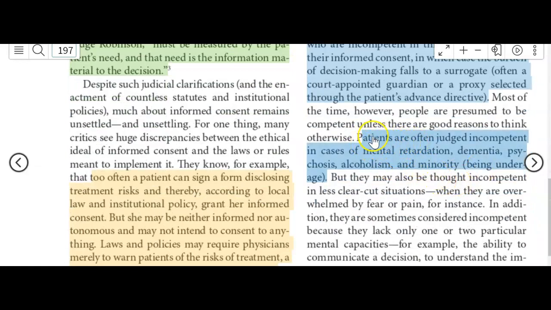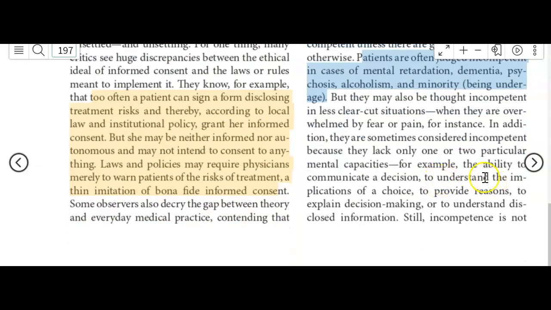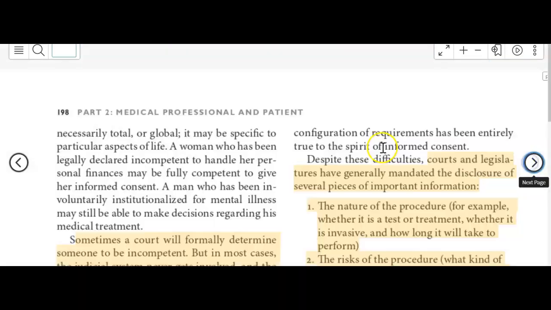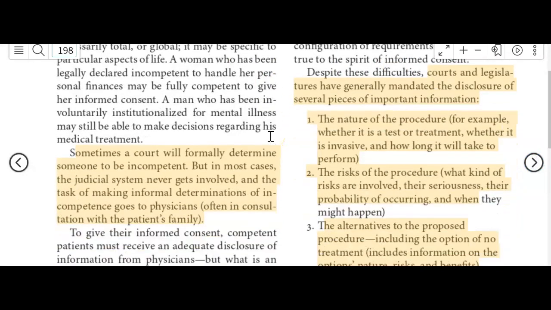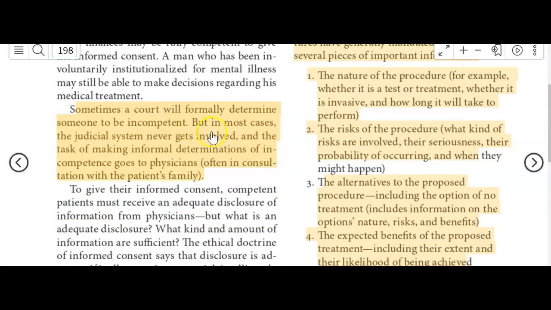Then there's some of the tricky things. Patients are often judged incompetent if there's an intellectual disability, dementia, psychosis, alcoholism, or it's a little kid, a minority. And when they say minority, they're talking about minority age, like a little kid, in which case someone has to decide to support them, has to decide for them. Sometimes a court will formally determine someone to be incompetent, but most of the time the courts don't get involved. It's decided by the doctors in consultation with the patient's family.